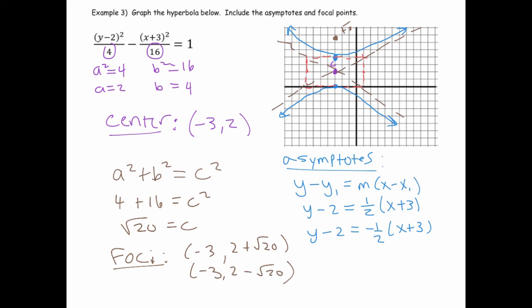And then for negative 3, 2 minus a number in between 4 and 5, it would be like negative 3, negative 2.5 roughly. So there's my second focus. And again, those are not part of the graph, but they are part of the geometric definition, so we'll want to include them. So there's my graph. There are my asymptotes and equations, and there are my focal points.